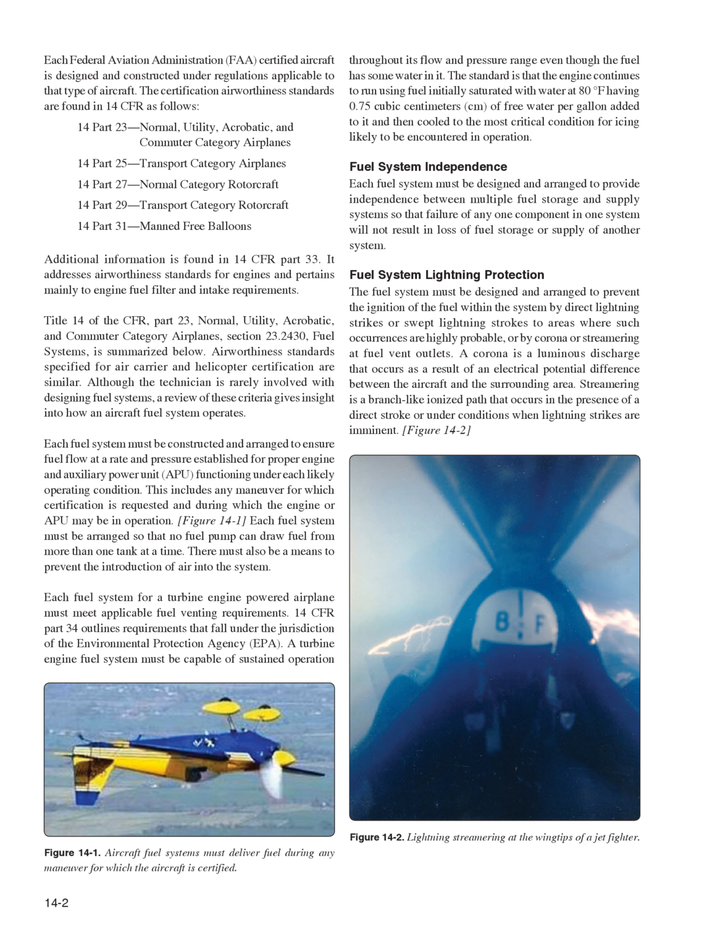fuel vent outlets. A corona is a luminous discharge that occurs as a result of an electrical potential difference between the aircraft and the surrounding area. Streamering is a branch-like ionized path that occurs in the presence of a direct stroke or under conditions when lightning strikes are imminent. Figure 14.2.